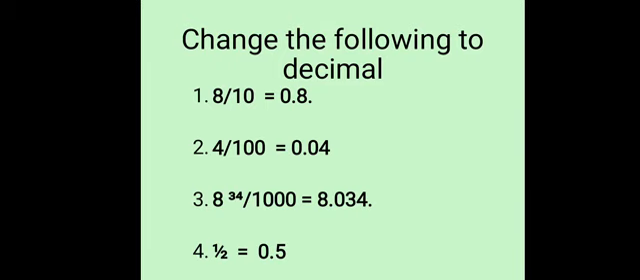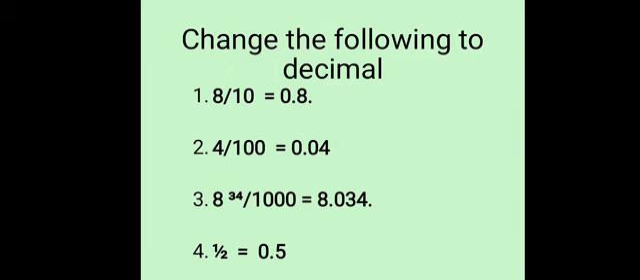So second example, 4 divide 100, it cannot go. 4 divided by 100, it cannot go. So you write 0 point and add 40. You divide again, add 0 and add 0. You divide again and get 4. So that is how we arrive to this answer, 0.04.